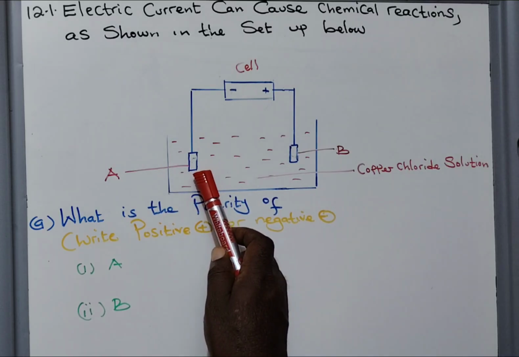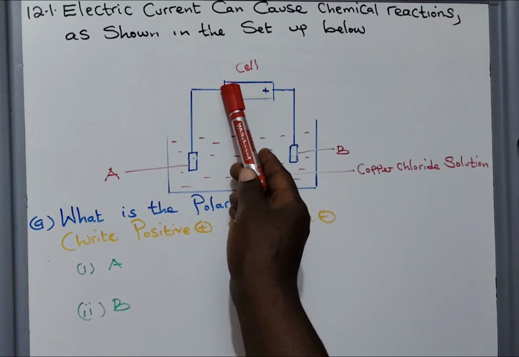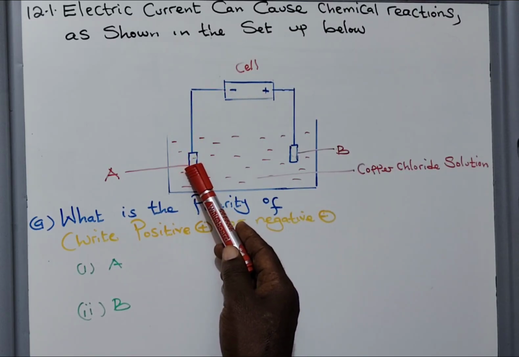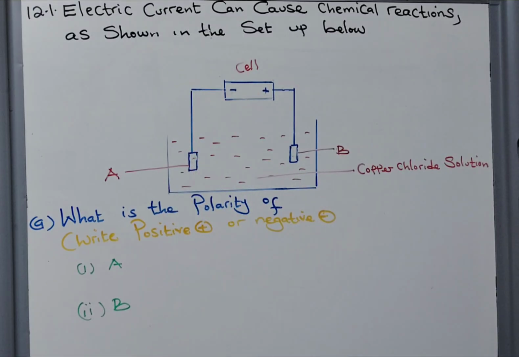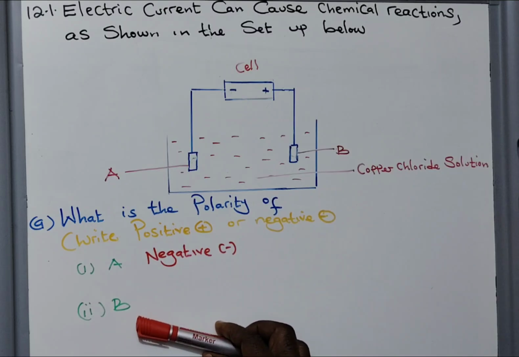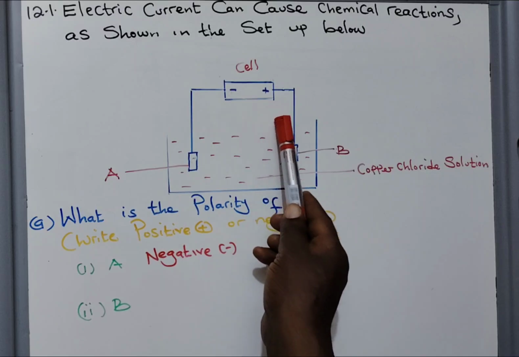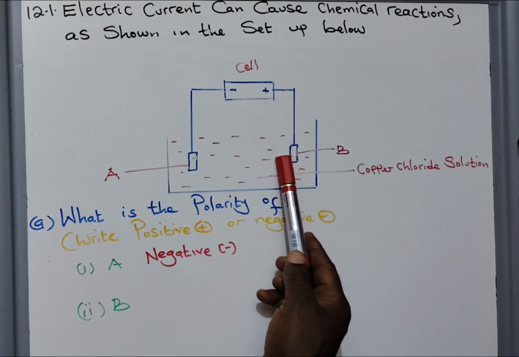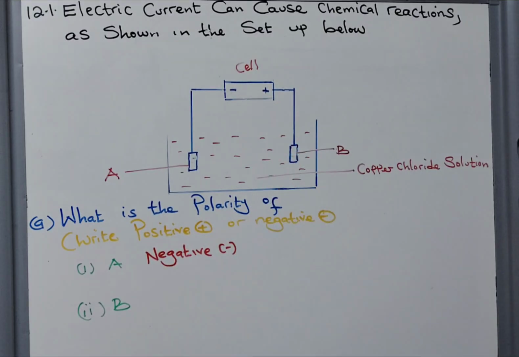Okay, this is A. So the polarity of A is determined by the polarity of the battery to which it is attached. So this is negative attached to A, so A is negative. Next, the polarity of B. The polarity of B is determined by the polarity of the battery to which B is attached. And it's positive, which means that B is positive.